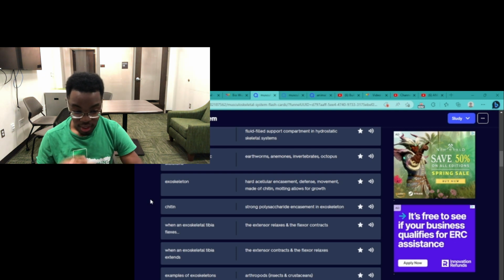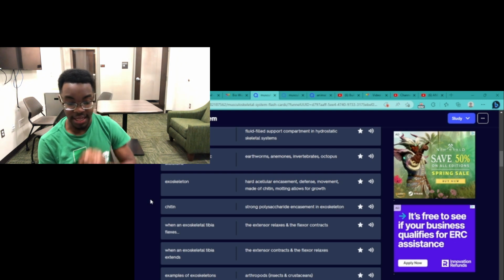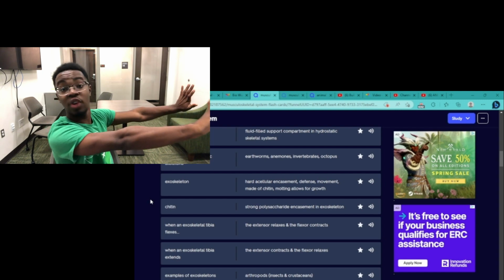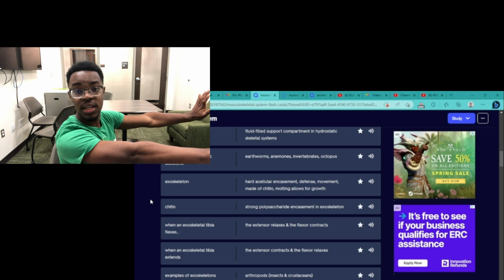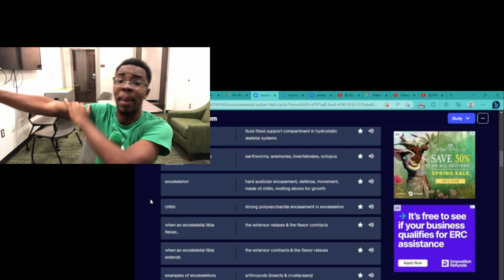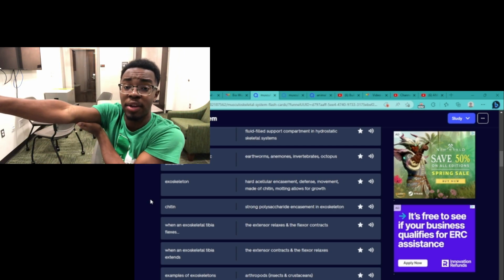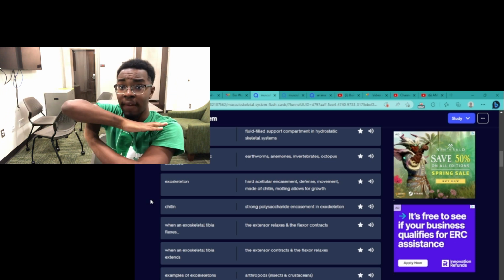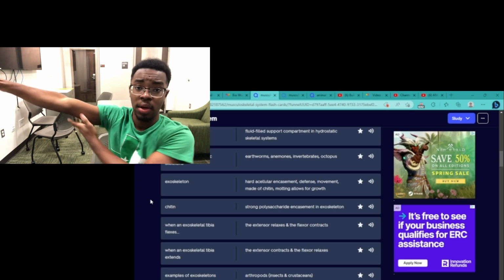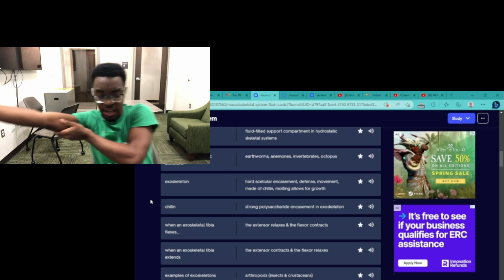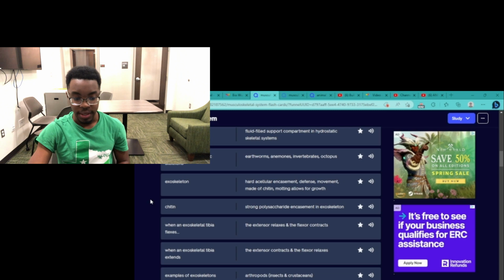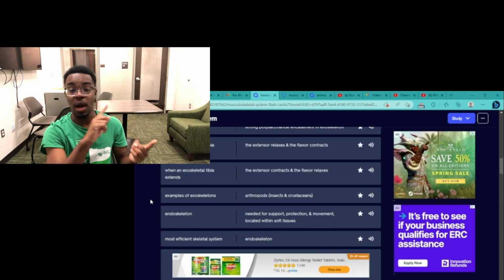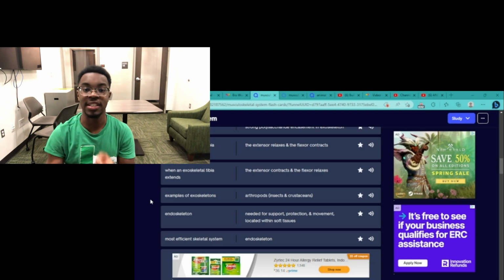But moving on. When an exoskeleton tibia extends, the extensor contracts and the flexor relaxes. So my bicep is relaxed right now, but my tricep is engaged. But look, I bring it in, my flexor is engaged. Bring it out, my tricep is engaged. Some examples of exoskeleton organisms are arthropods, insects, and crustaceans.